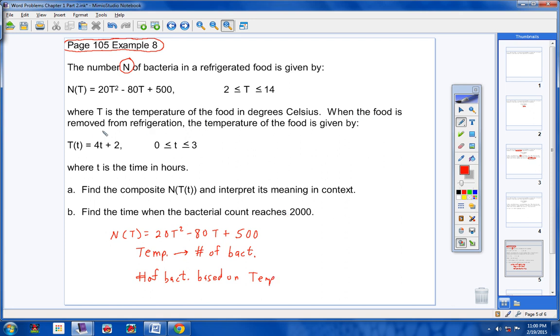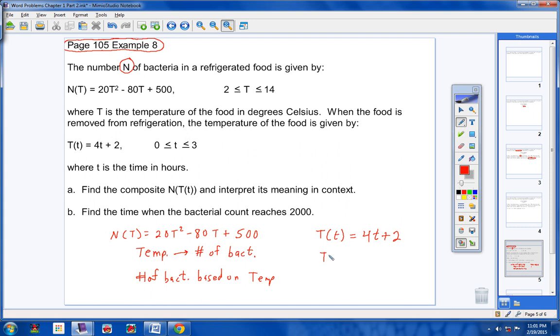When the food is removed from refrigeration, the temperature of the food is given by this function here, T of t, where little t is the time in hours. So let's talk about this for a second. Please take really good notes on all of this, guys. See if this makes sense. I'm trying to break this down for you. Now, capital T stands for the temperature. Little t stands for the time.